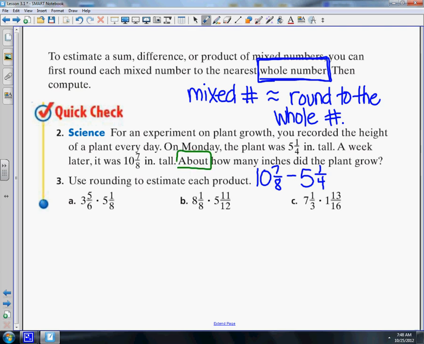So, they want me to estimate. It says about how many inches did the plant grow. So, I'm going to estimate. And when it's a mixed number like this, I round to the whole number. So 10 7/8 would round to 11, and 5 1/4 would round to 5. So you would just do 11 minus 5, which is approximately 6. I put those little squiggly equal signs because 6 is not the exact answer. That was just my estimate. So try these 3 problems, A, B, and C, and notice it says use rounding to estimate each product. Product means these are all multiplication problems. So try these 3, and then we will come back and correct.